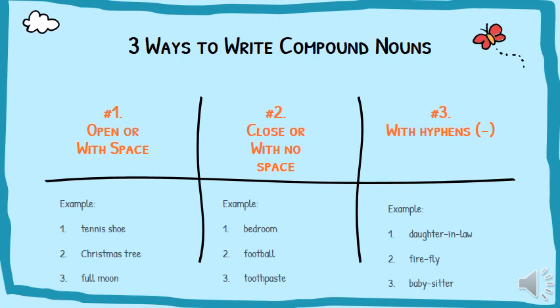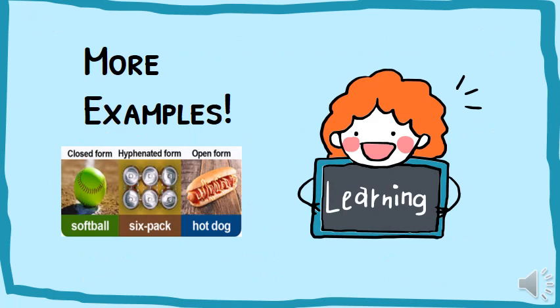And the third way to write a compound noun is with hyphens. What is a hyphen? A hyphen is a dash. Look at the examples given. Number 1, daughter-in-law. Number 2, firefly. Number 3, babysitter. So, between the words, there are hyphens used. Between the first word and the second word, or the second word and the third word, there are hyphens. Here are more and more examples for you.